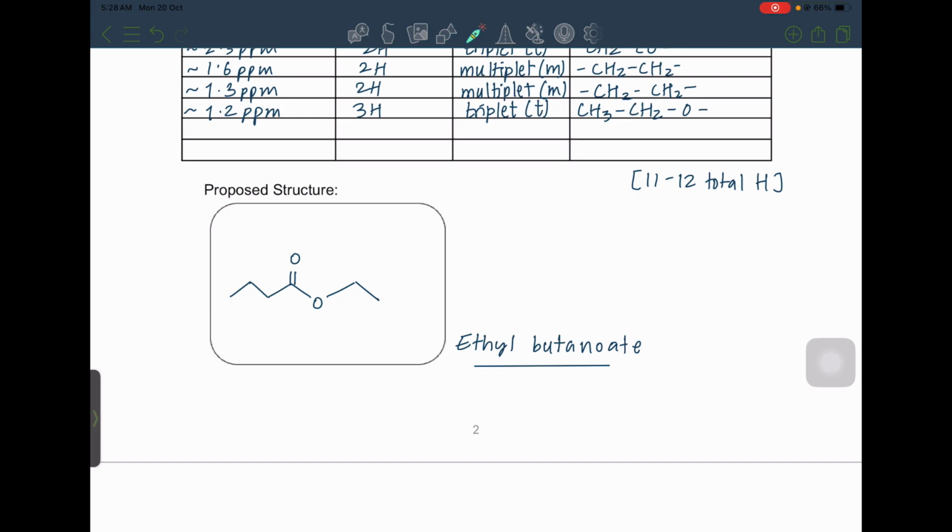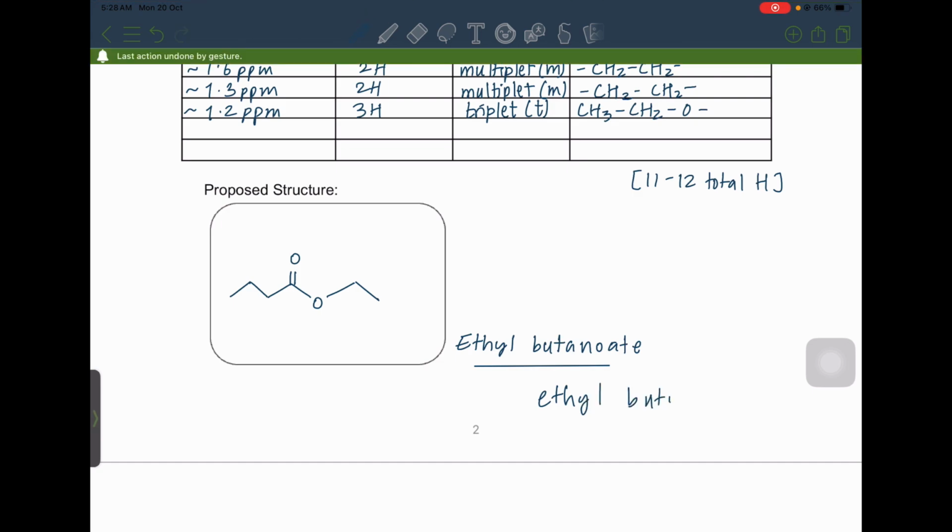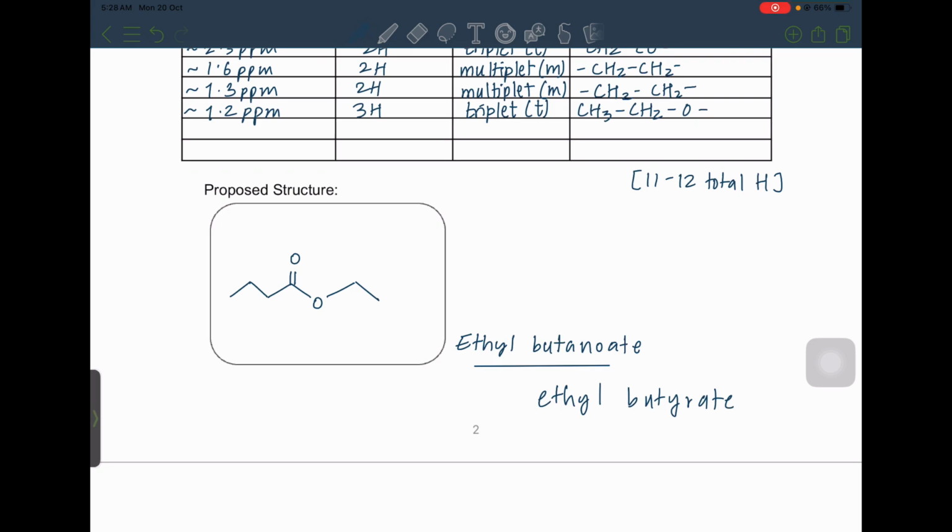So when I put all of these together, I came up with this structure, which is basically ethyl butanoate, which can also be represented as ethyl butyrate. So this is basically a CH3 attached to a CH2, again a CH2 attached to a C, which is double bonded to O, attached to an O, CH2, and then CH3.